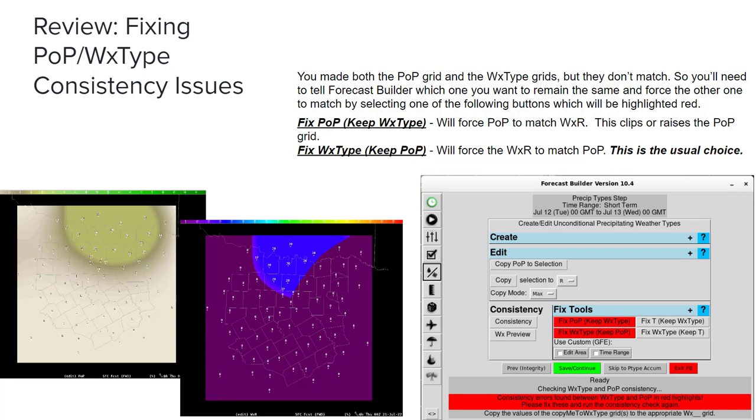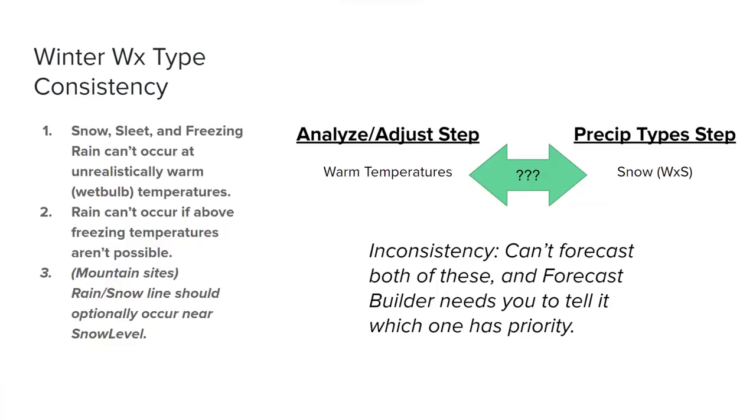To review, hopefully you remember the information on what to do with the POP and weather type inconsistencies from the warm season module. We won't cover that again here, other than to say that these inconsistencies do occur in the winter season as well. POP and weather type inconsistencies will always be addressed before a check on temperature and weather type inconsistencies. Winter weather type consistency can be summed up in these three situations.